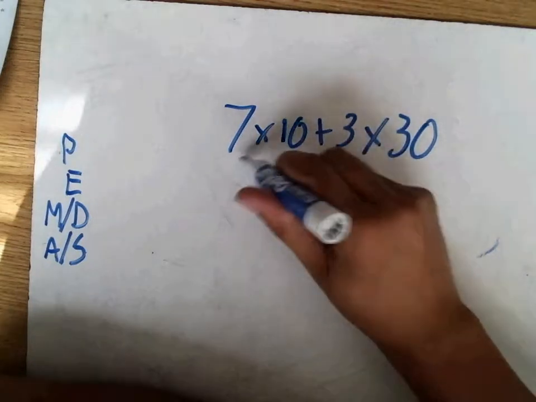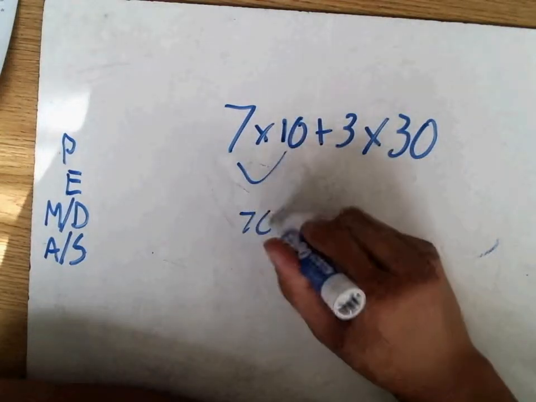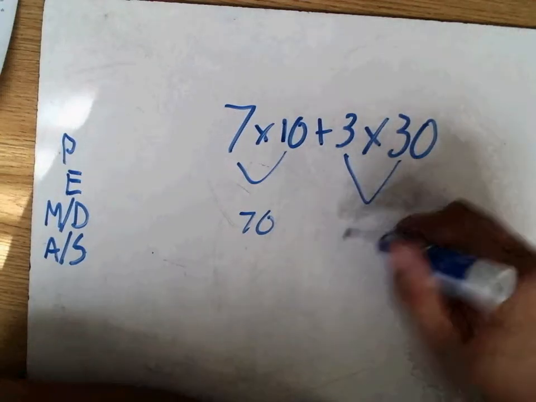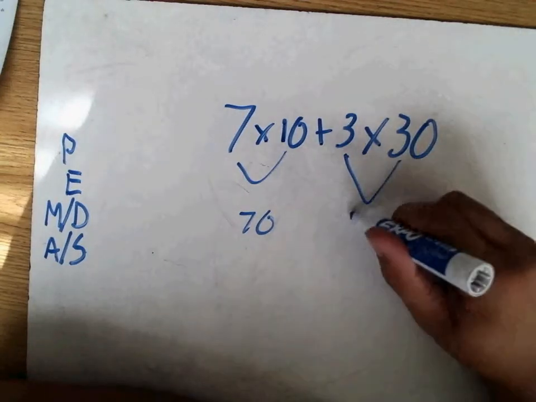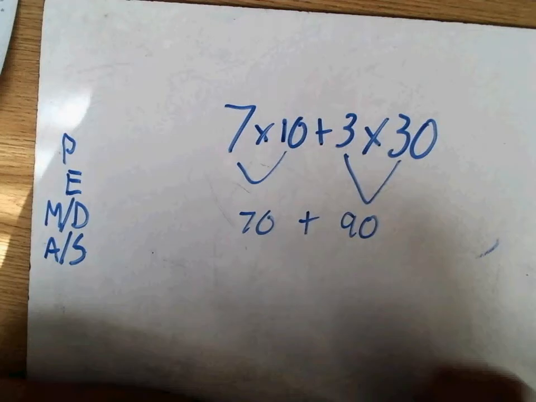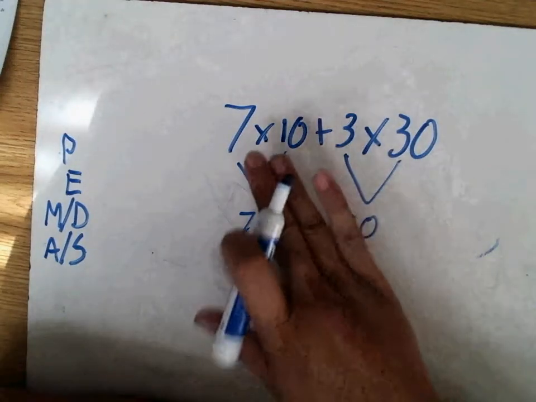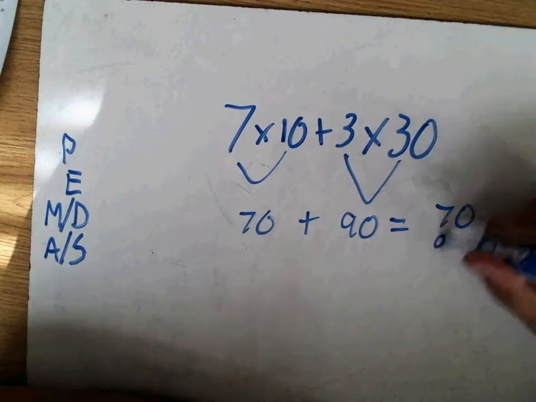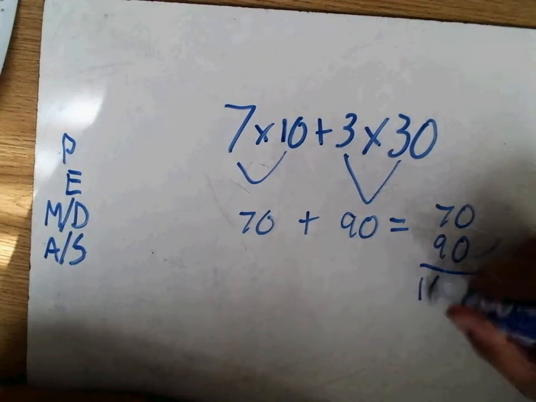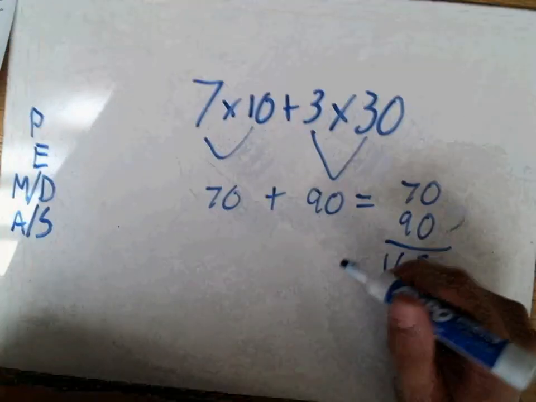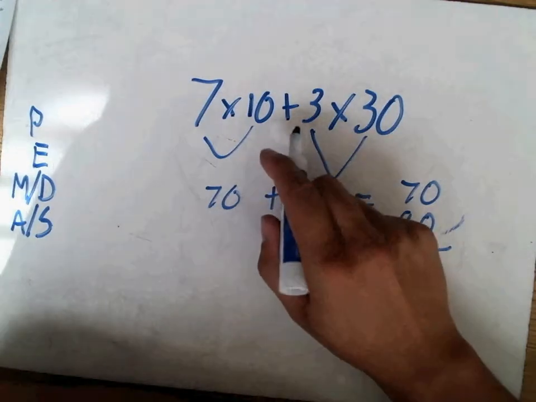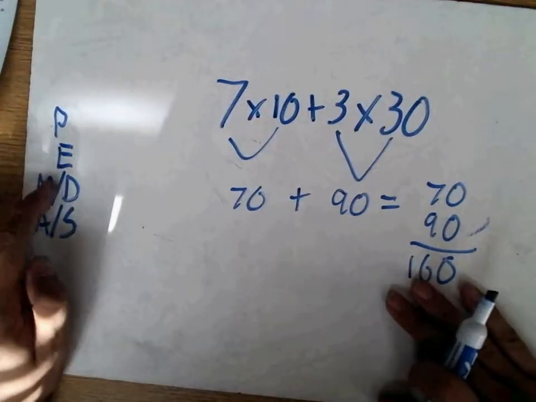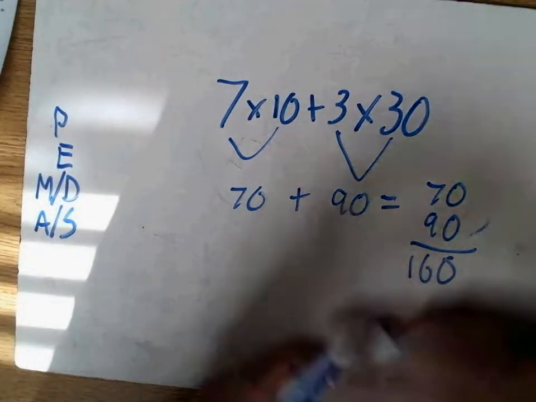So 7 times 10 is 70, and 3 times 30 is 90, and I'm just going to rewrite my equation as 70 plus 90, and that is going to equal 160. Right, so we don't add first. We want to make sure that we're doing our multiplication first because that's what happens first in PEMDAS.